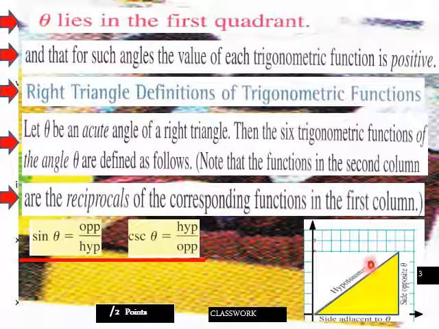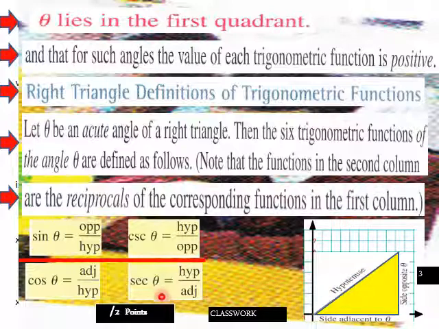So here is our right triangle, with adjacent, opposite, and our acute angle here. Cosecant of theta is the hypotenuse over the opposite, and sine is the reciprocal, the inverse of that. Cosine theta is the adjacent over the hypotenuse, and secant, which is the inverse of cosine, is the hypotenuse over the adjacent.